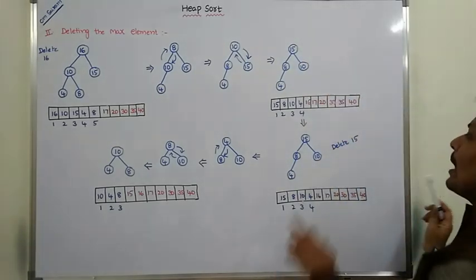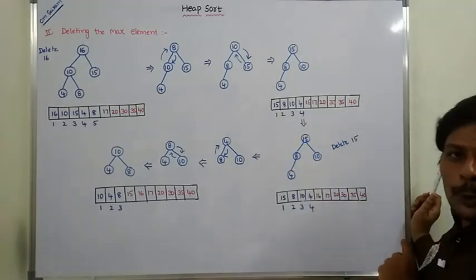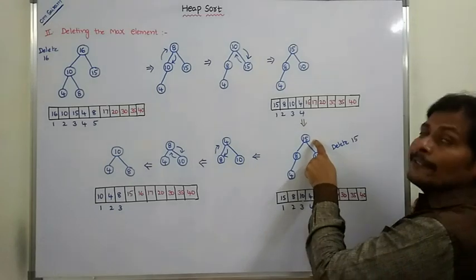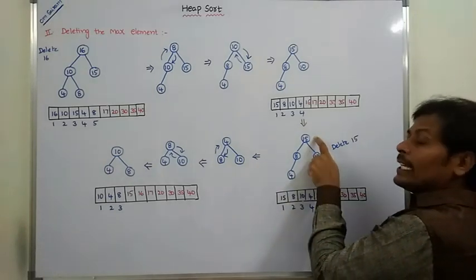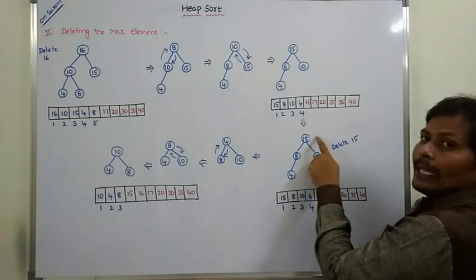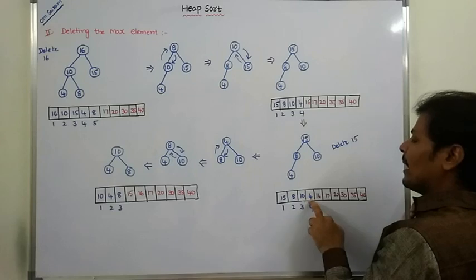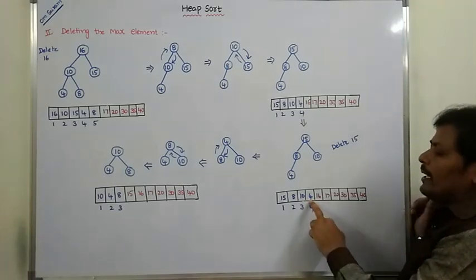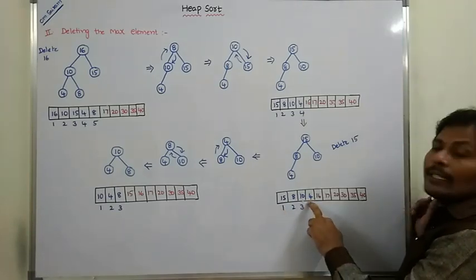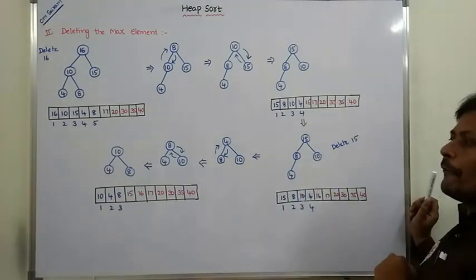From this tree, what is the maximum element here? The maximum element is at the root node. Now we have to delete 15. Now 15 can be replaced with the last element in the complete binary tree. The last element in the complete binary tree is 4. Okay. So in the array representation, the last element is 4. Now 15 can be replaced with 4.